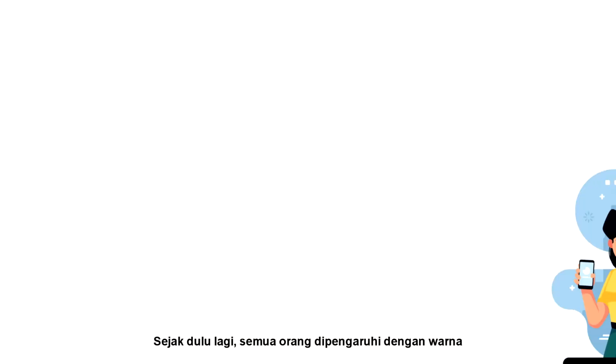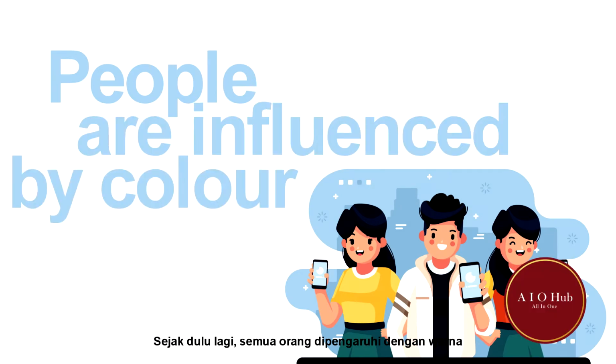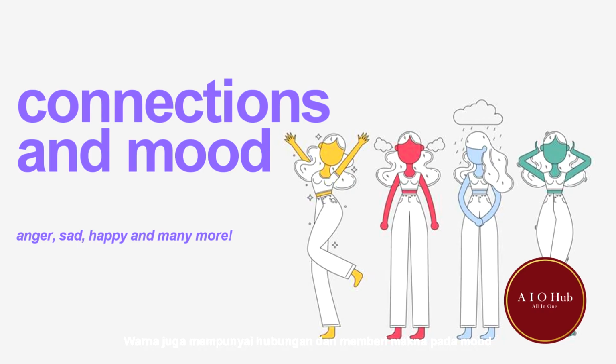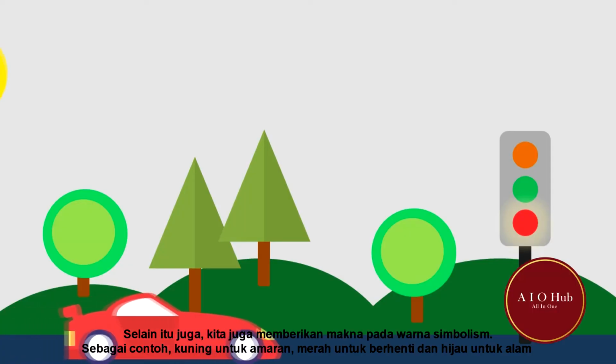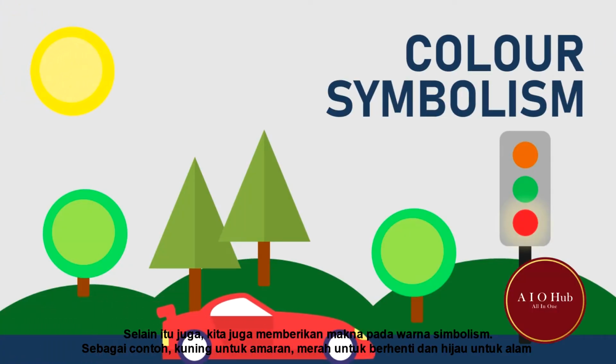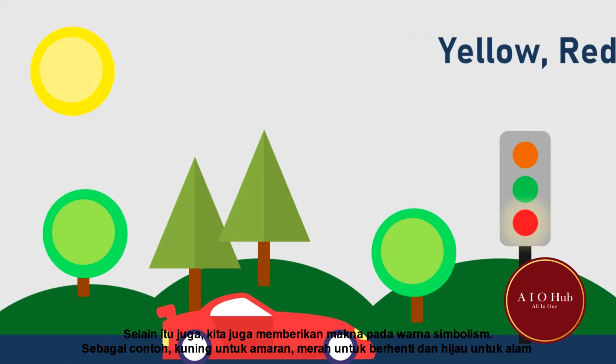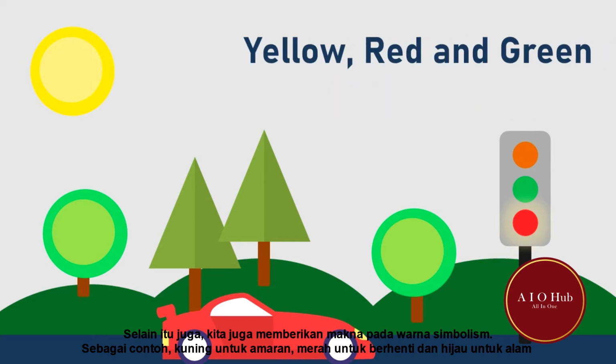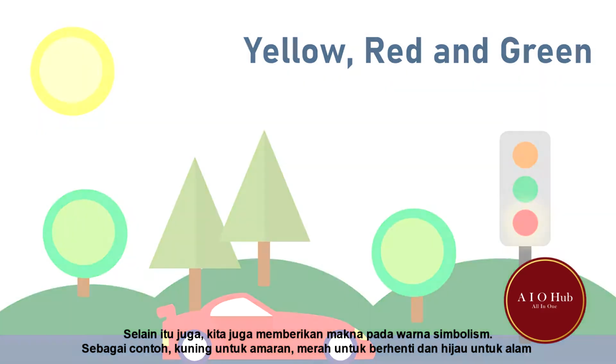Since a long time ago, people have been influenced by color. Color also has connections and defines mood. Other than that, we also define some color symbolism. For example, yellow for warning or caution, red to stop, and green for nature.